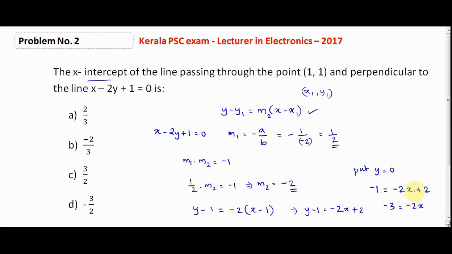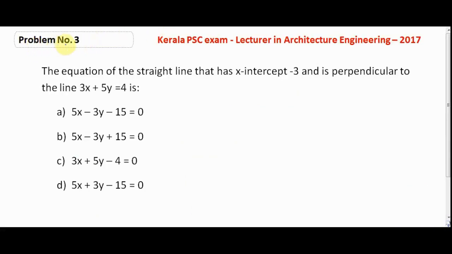Okay, now let's omit these minus signs on the left hand side and right hand side. So the x value, we will get it as 3 by 2. So the value of the x-intercept will be 3 by 2. That is given by option C here. So option C is the right answer. Okay, let's move on to problem number 3.